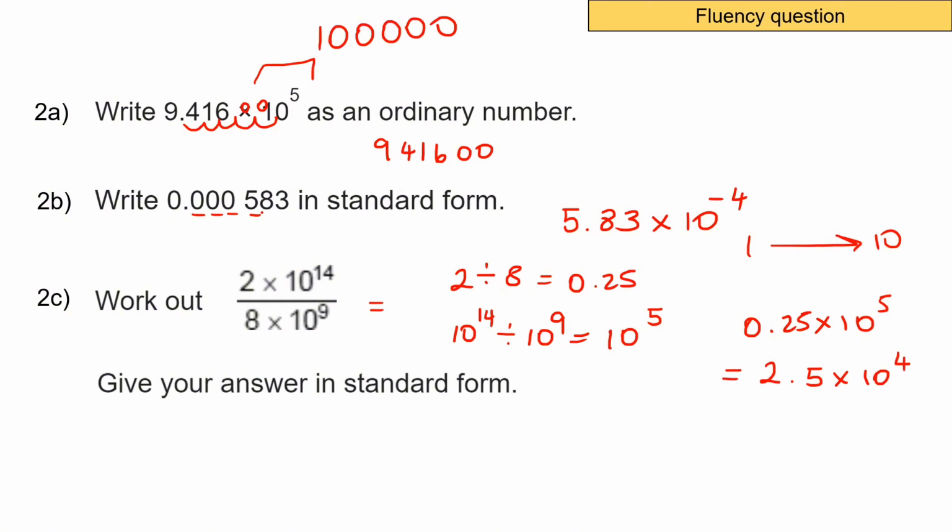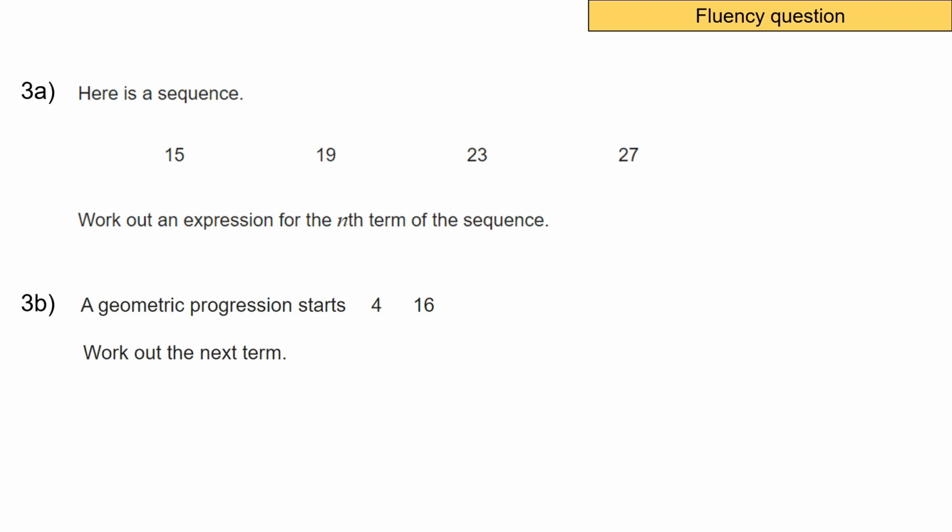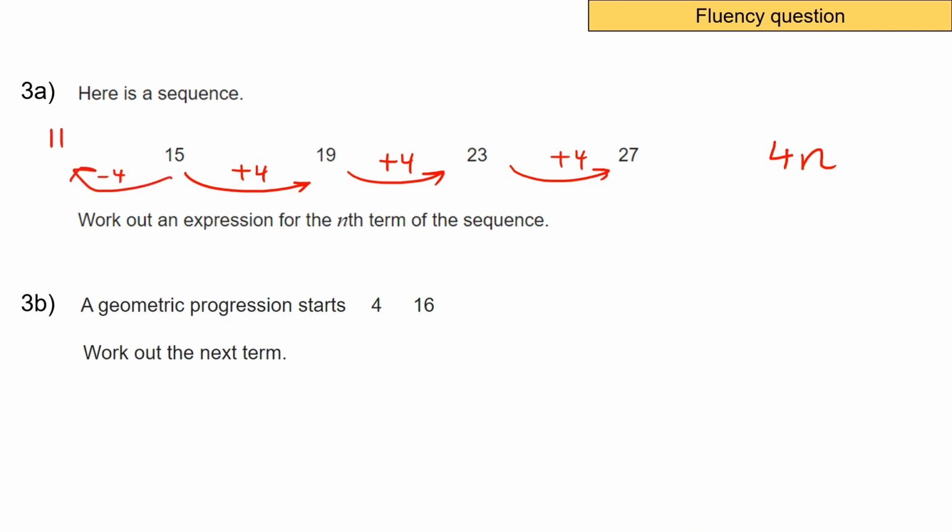There's your answer. Right, here's a sequence: 15, 19, 23, 27. Work out an expression for the nth term of the sequence. So what's happening each time, is it the same? Right, we're adding 4 each time. So this means it's going to be 4n, and then I'm going to find out the 0th term, so I'm going to take 4 away from 15, so that's going to be 11, add 11.